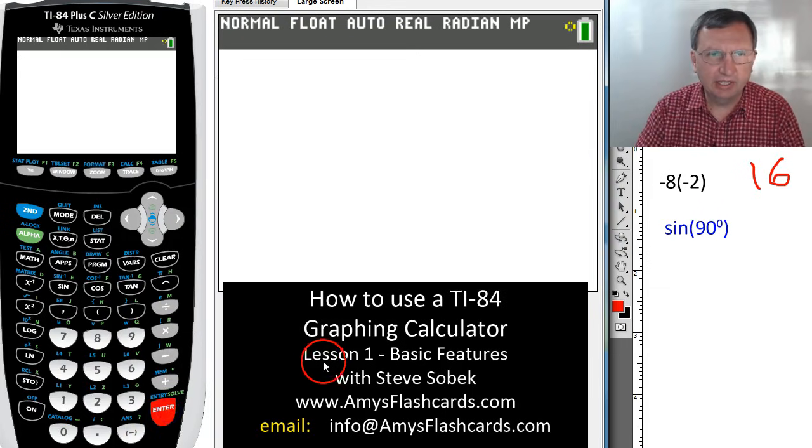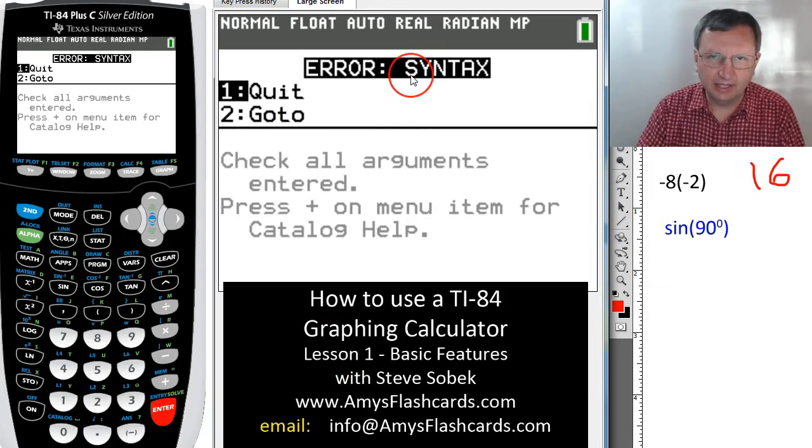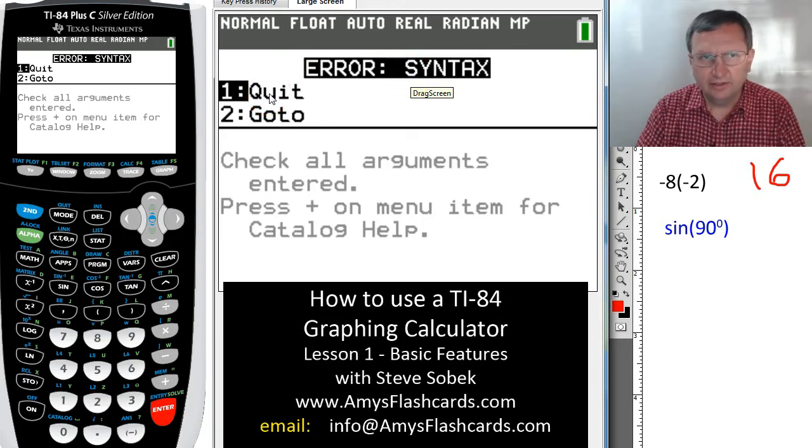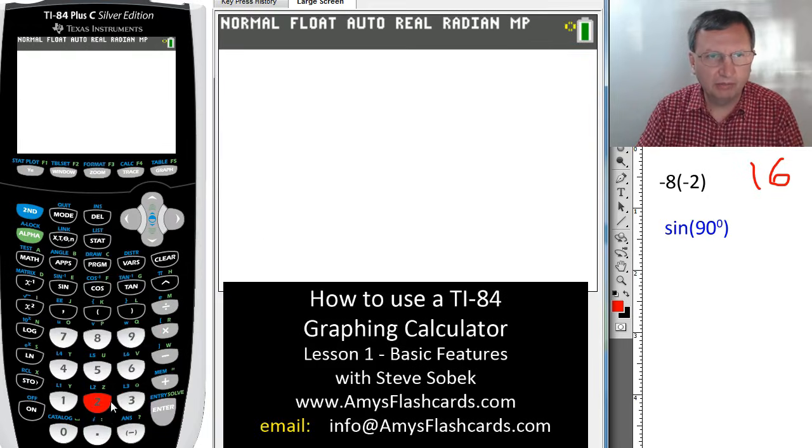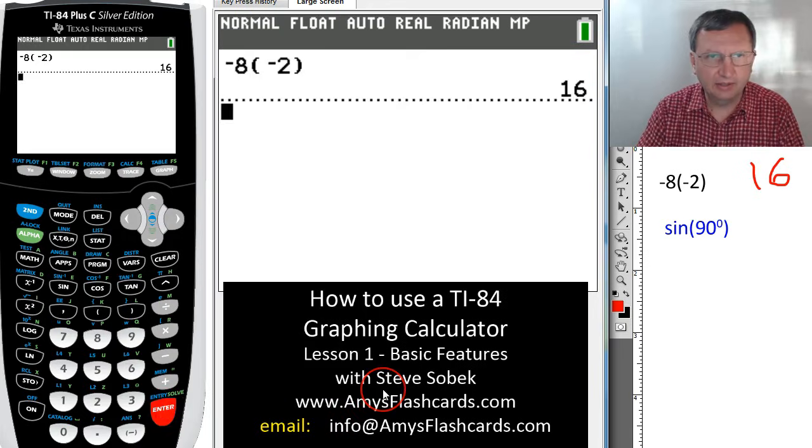But when I hit the enter key, I get a syntax error. When you get an error, you could either quit, or you could choose number 2 to go to where the problem is. I'm going to choose number 2. And it says the problem is right here. And if you replace that with a negative sign and hit enter, it will properly evaluate that expression.